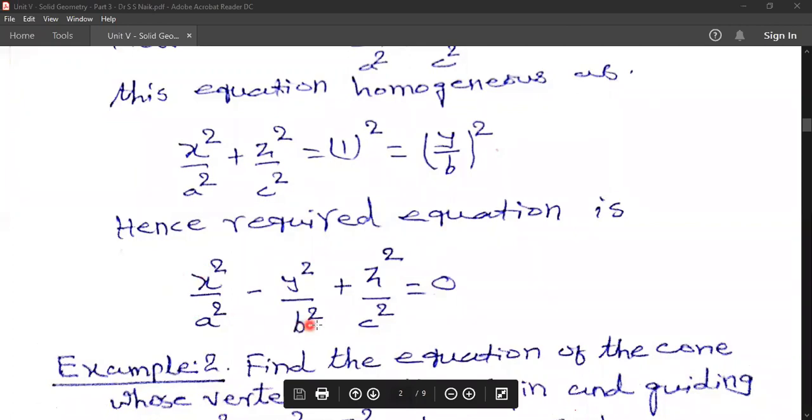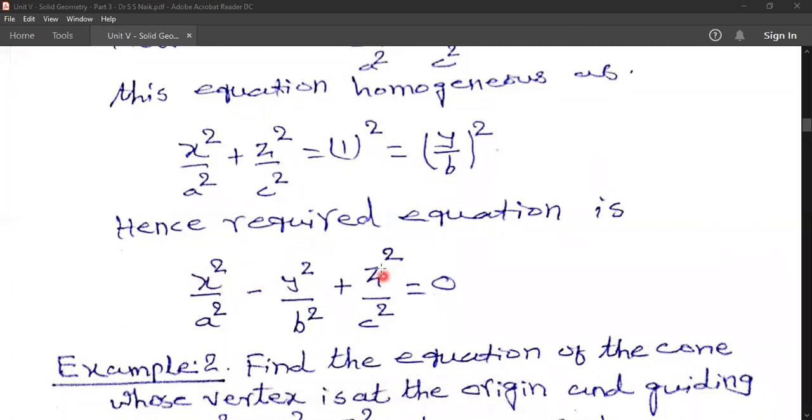If you see this equation, it represents a homogeneous equation of second degree. This is x square, this is y square, and this is z square. It is a homogeneous equation of second degree in x, y, z. Therefore, this represents the equation of a cone.